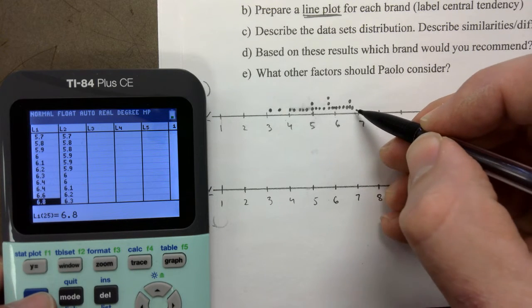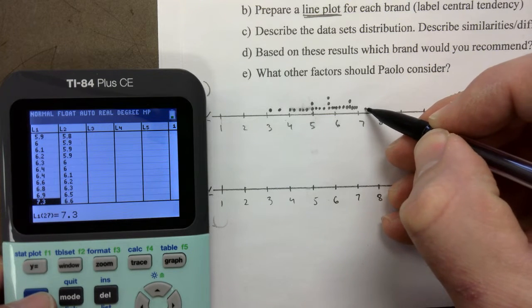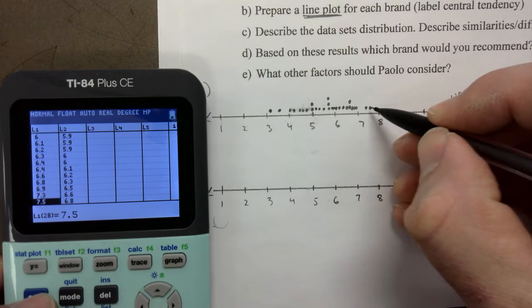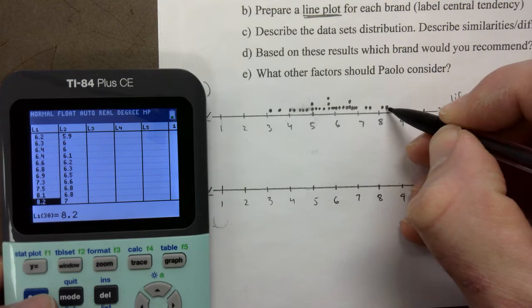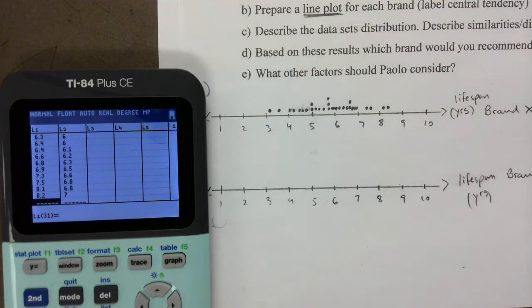6.6, 6.8, 6.9, 7.3, 7.5, 8.1, 8.2. That's it, right? So technically there should be 30 dots on that line plot, okay?